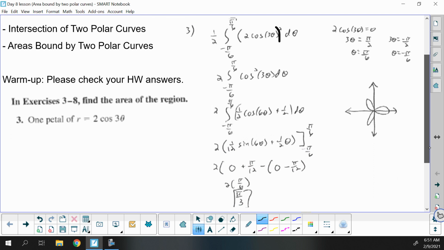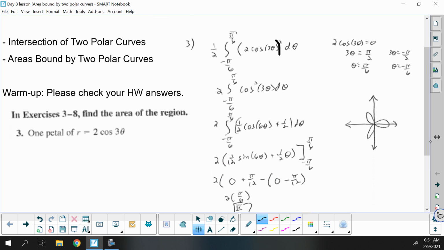First one for the homework, you wanted one petal of this. So over on the right there, set it equal to 0 and solve. You get 3 theta is pi over 2. So we want to think of pi over 2 and negative pi over 2. Remember, it's helpful to think about where you would be at 0. When you put 0 into 2 cos 3 theta, you get back 2. So that tells us that that's our 0 point right there.